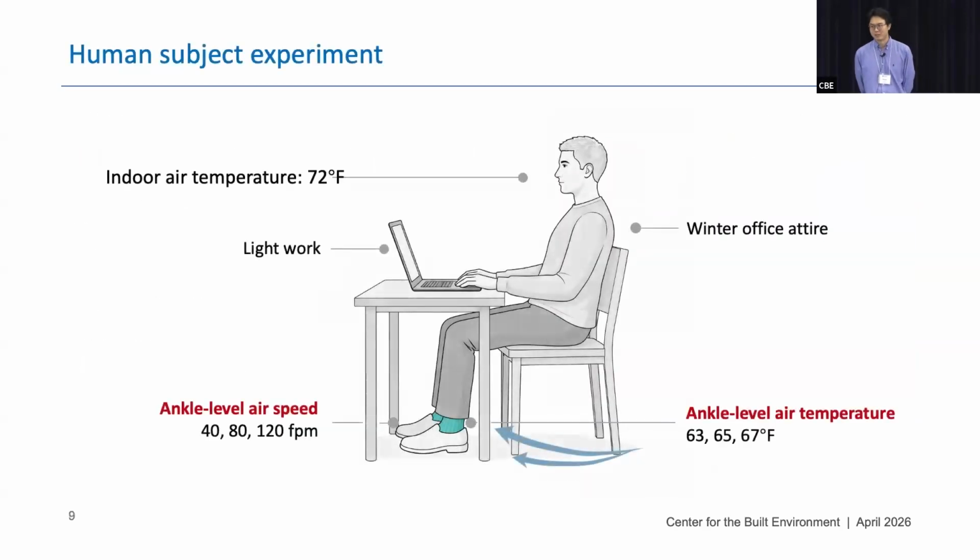In this experiment, we simulated a typical occupied office in winter where subjects performed light work in a thermally neutral room. We simulated window downdrafts in the chamber, and each subject was exposed to conditions that combined different ankle-level airspeeds and air temperatures. We collected subjective responses on local and overall thermal sensation, together with air movement acceptability and preference.